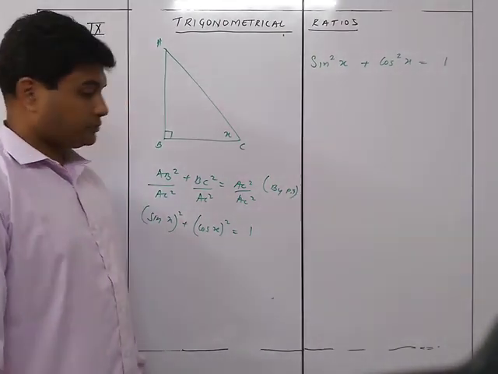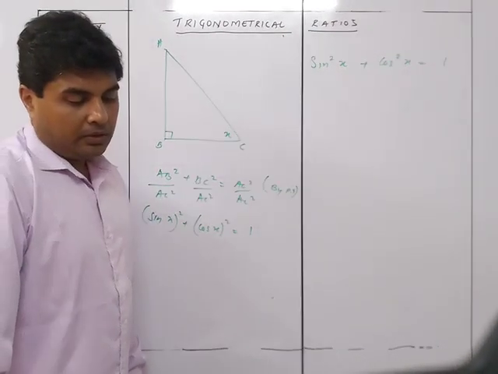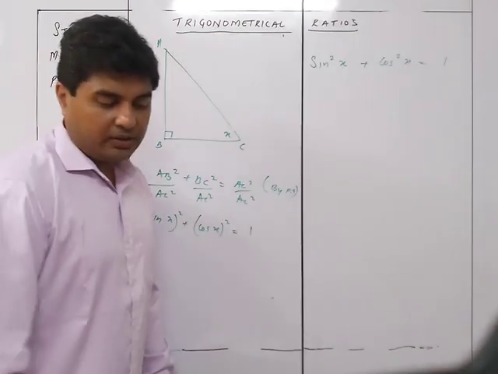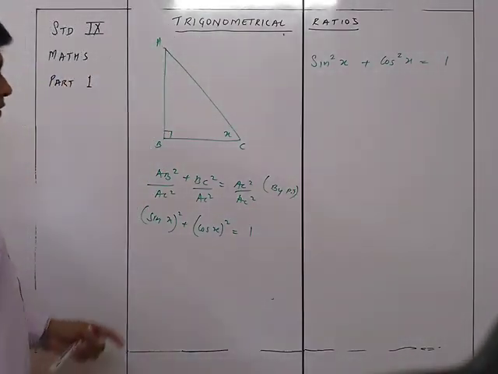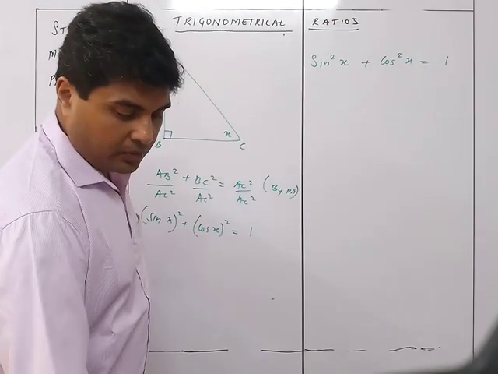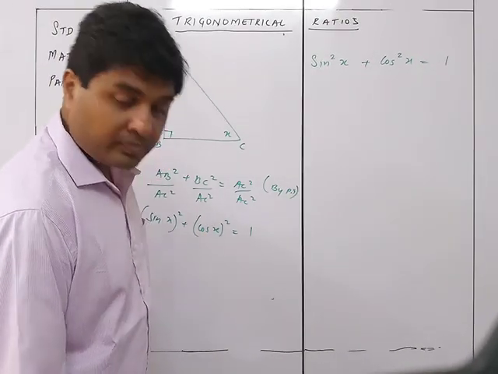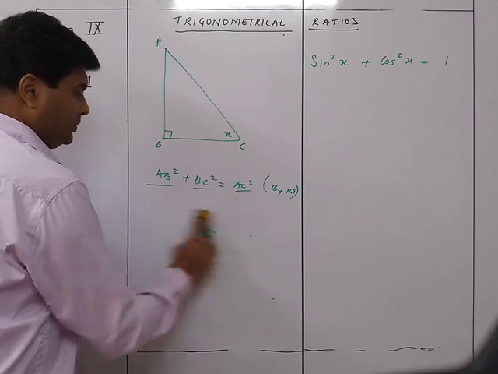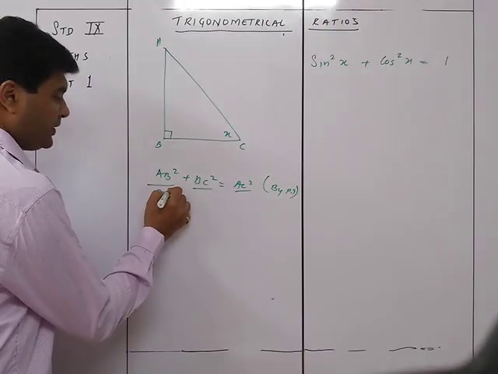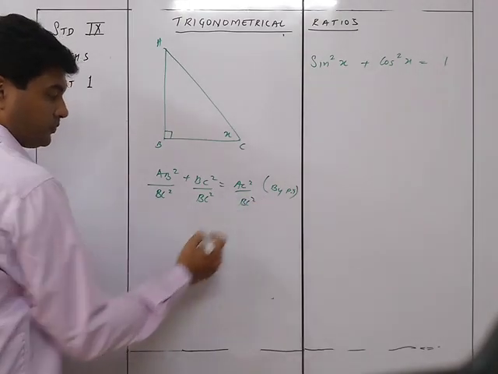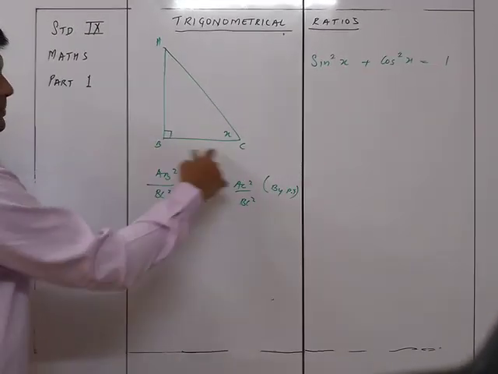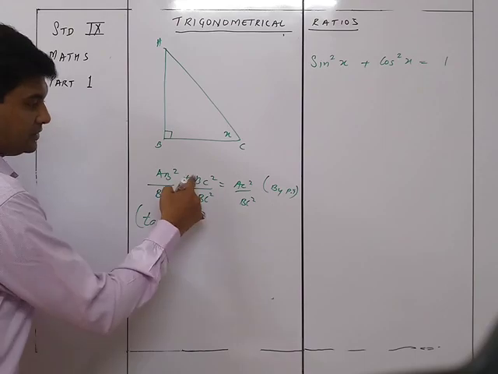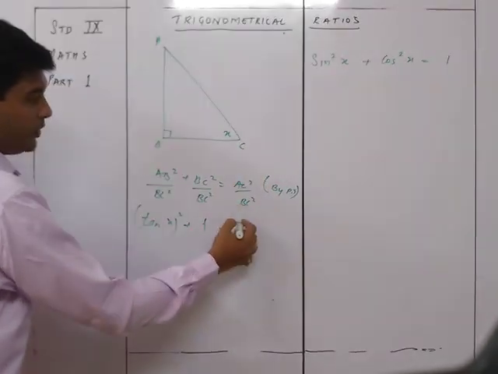Now we move on to the next part, and that is you are now going to divide all of them by BC. So this is BC square, BC square, BC square. Now what is AB upon BC? This is tan. So this is tan x the whole square plus BC upon BC is 1, and this is AC upon BC, the whole square.